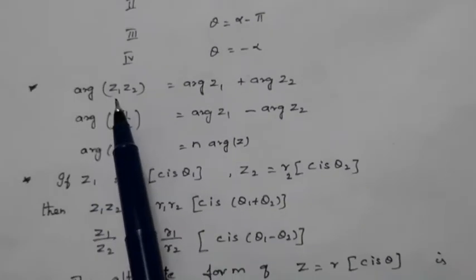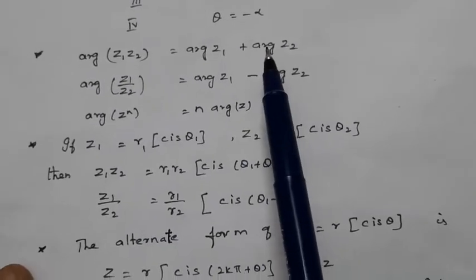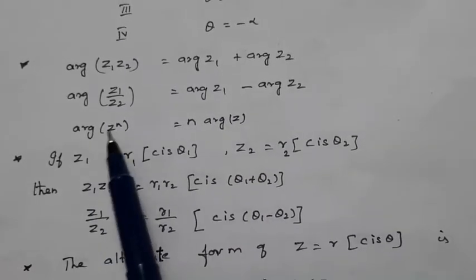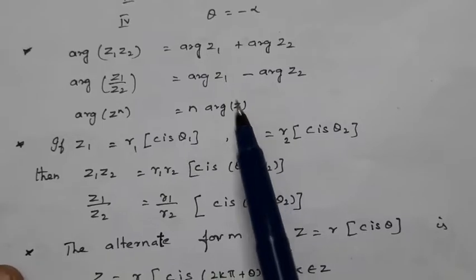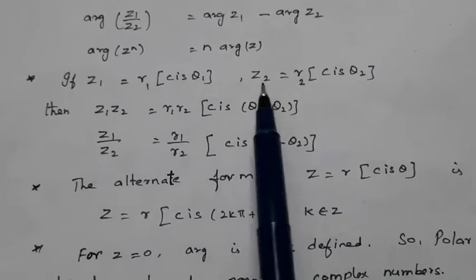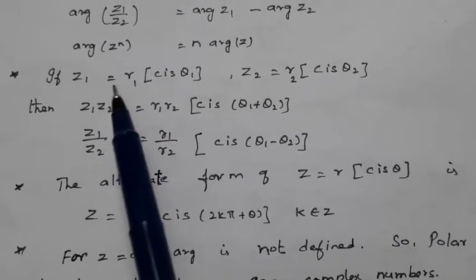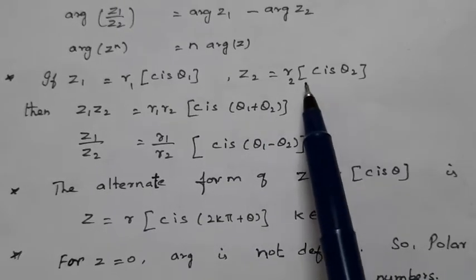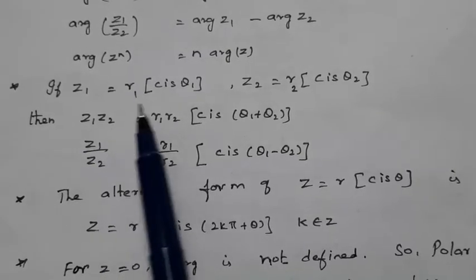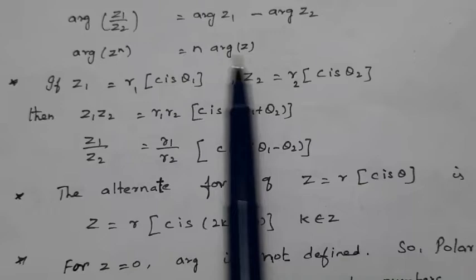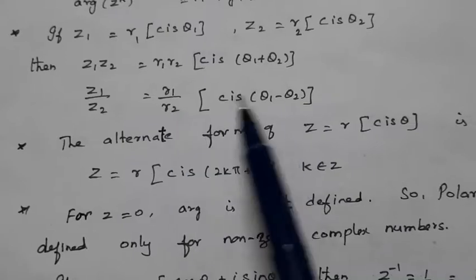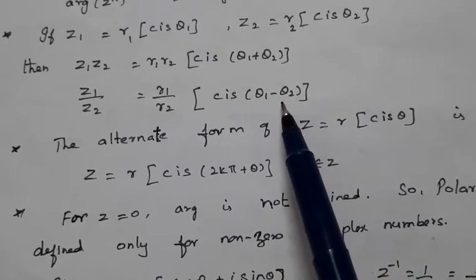Now, the argument of the product of two complex numbers is equal to the sum of their arguments, and the argument of the quotient of two complex numbers is equal to the difference of their arguments, and the argument of z power n is equal to n times the argument of z. So these are some properties of argument. And then if z1 and z2 are two complex numbers in the polar form, that is z1 as r1 cis theta 1 and z2 as r2 cis theta 2, where cis is the short form of cos theta 2 plus i sin theta 2, how will you multiply z1 and z2? Just multiply their moduli and add their arguments. Similarly, for the quotient, divide their moduli and take the difference of their arguments.